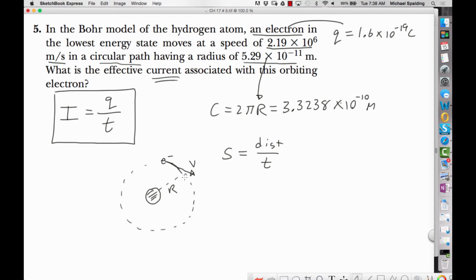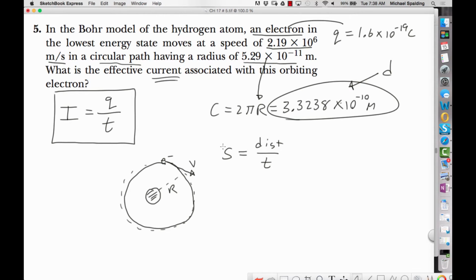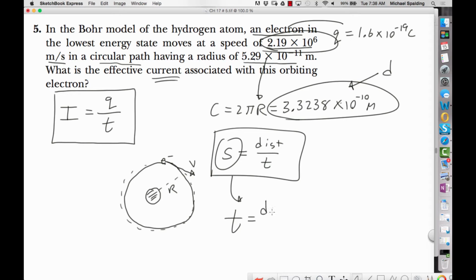So focusing on one circle, what's the distance around one circle? It's the circumference. So this is going to be our d. And then we have the speed. The speed was given right here. So rearranging this equation for time, time is going to be equal to the distance around one circle divided by the speed.